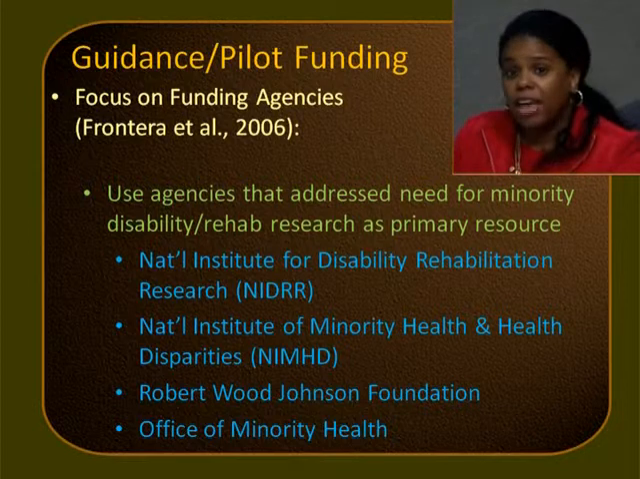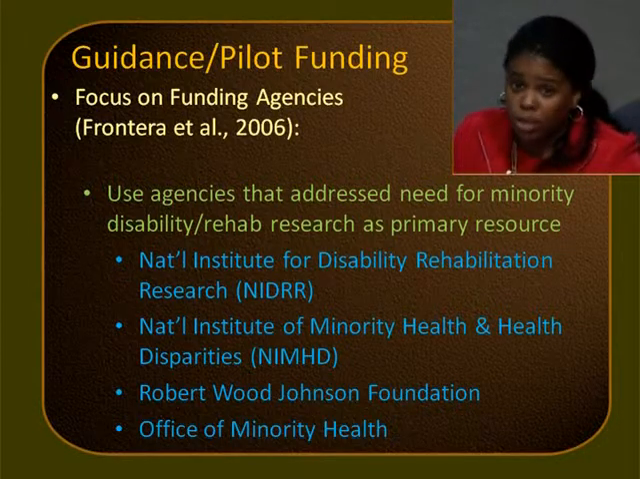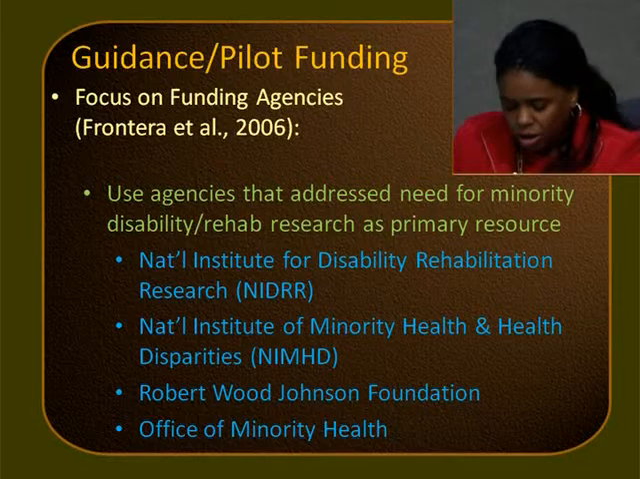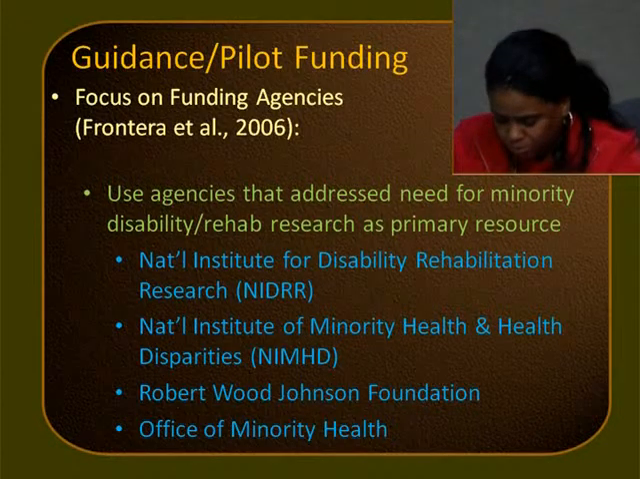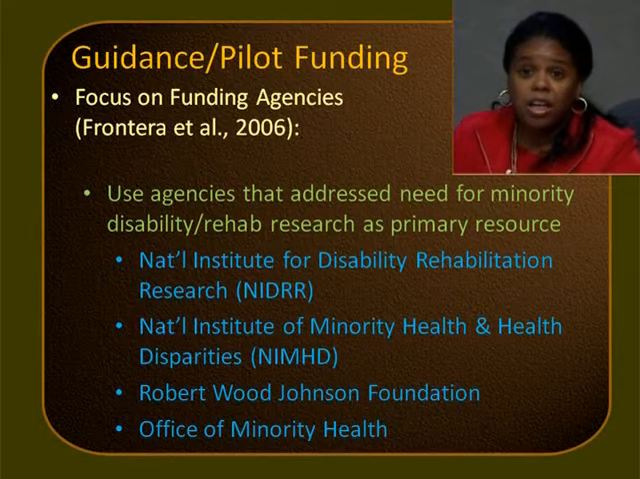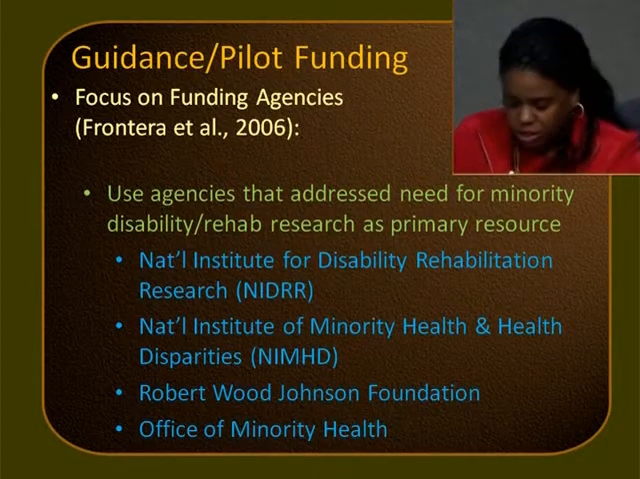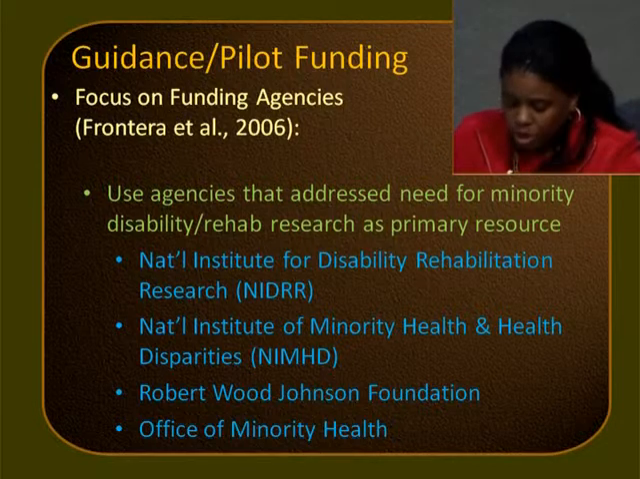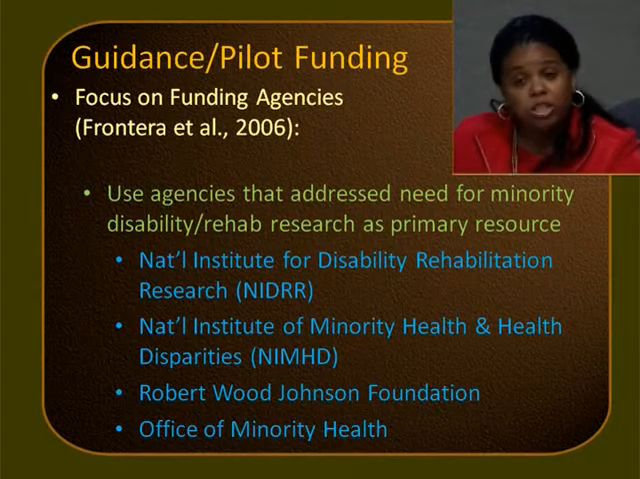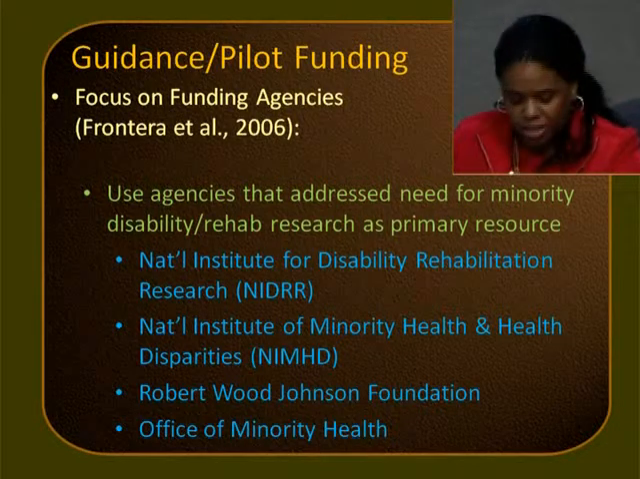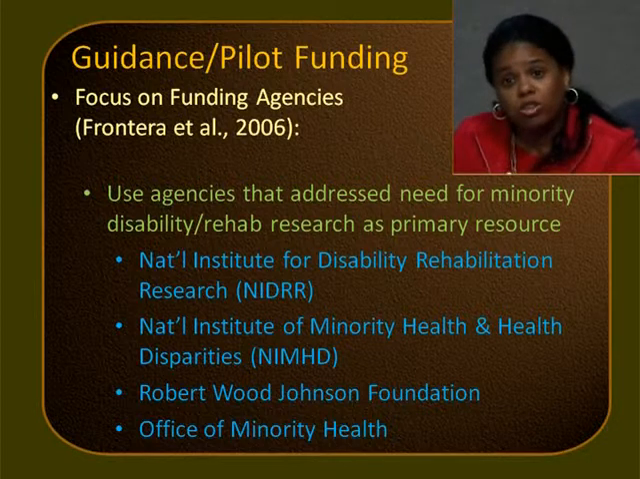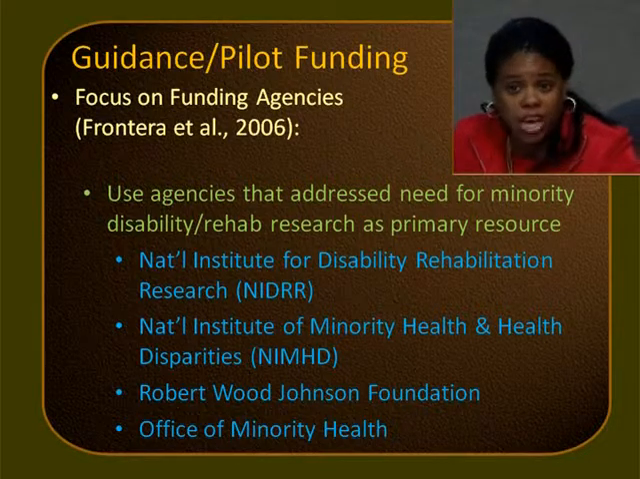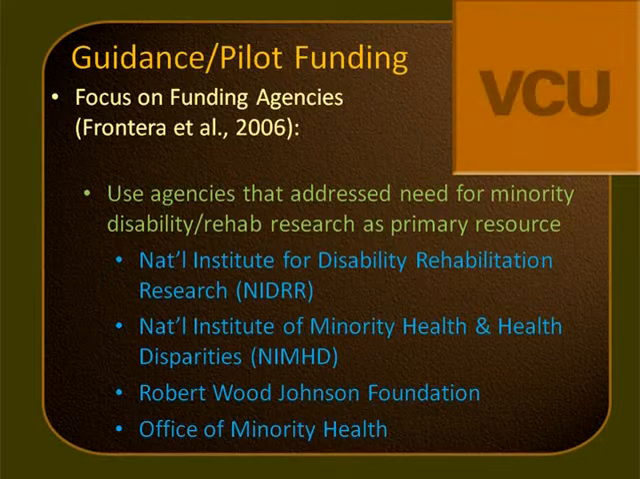Some of the agencies that have actually made this a priority and have developed and implemented funding to help with this are the National Institute of Disability and Rehabilitation Research, which is a big agency that focuses on disability and rehabilitation research, hence its name. And then also the National Institutes of Health, particularly the National Institute of Minority Health and Health Disparities, NIMHD. Other agencies that have also had diversity as one of its core missions are the Robert Wood Johnson Foundation and the Office of Minority Health.